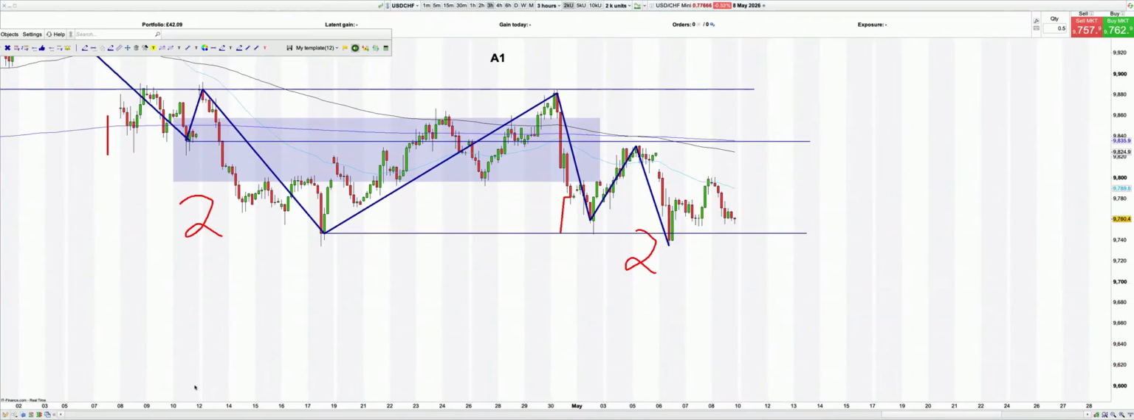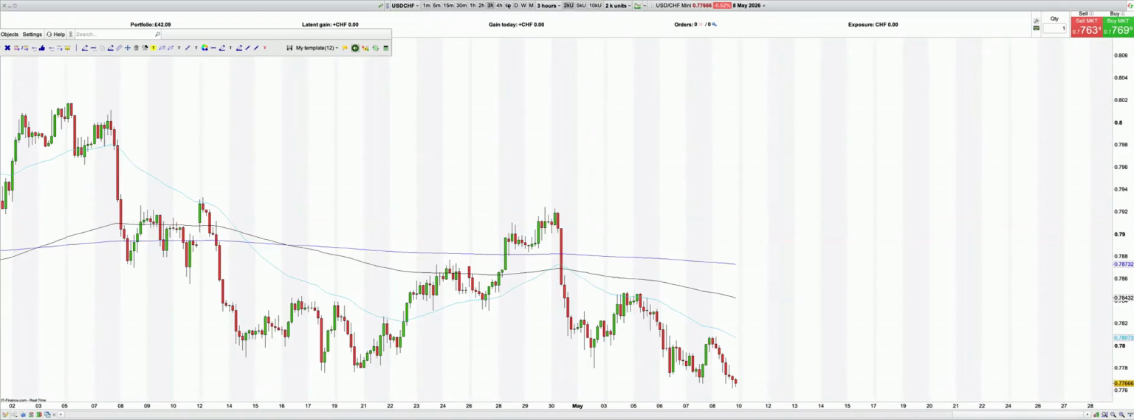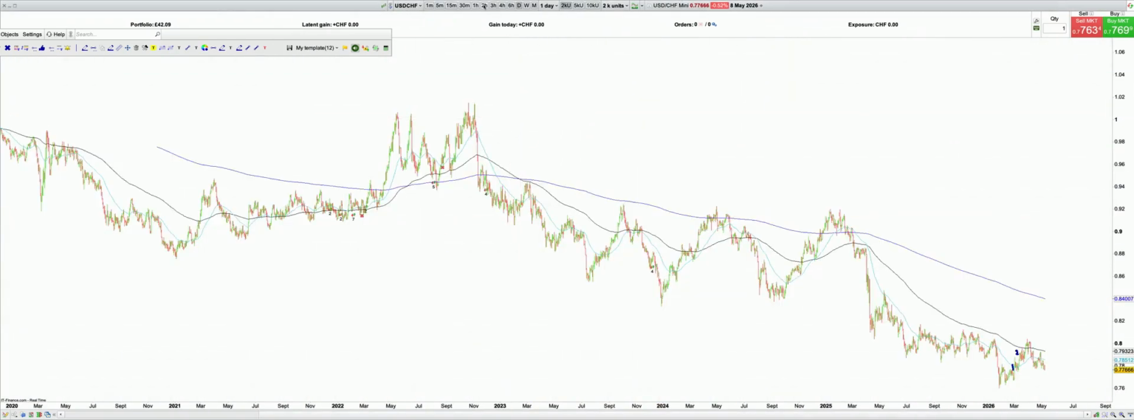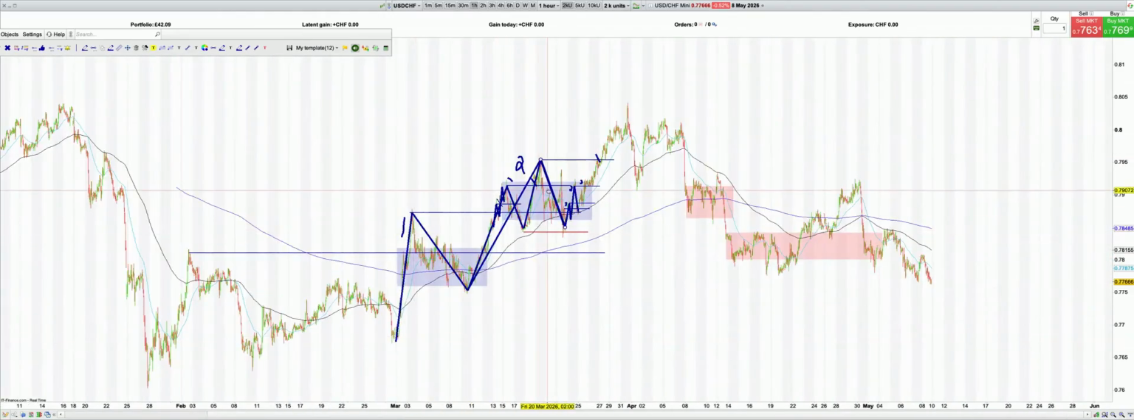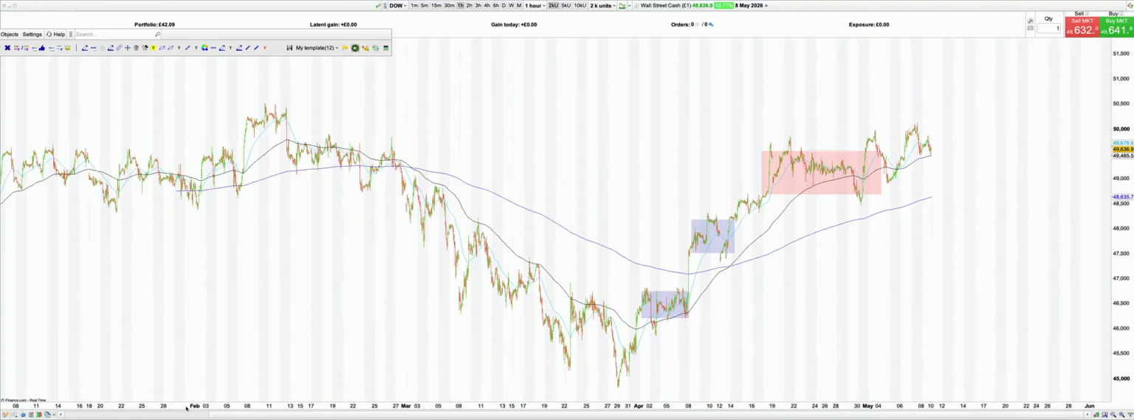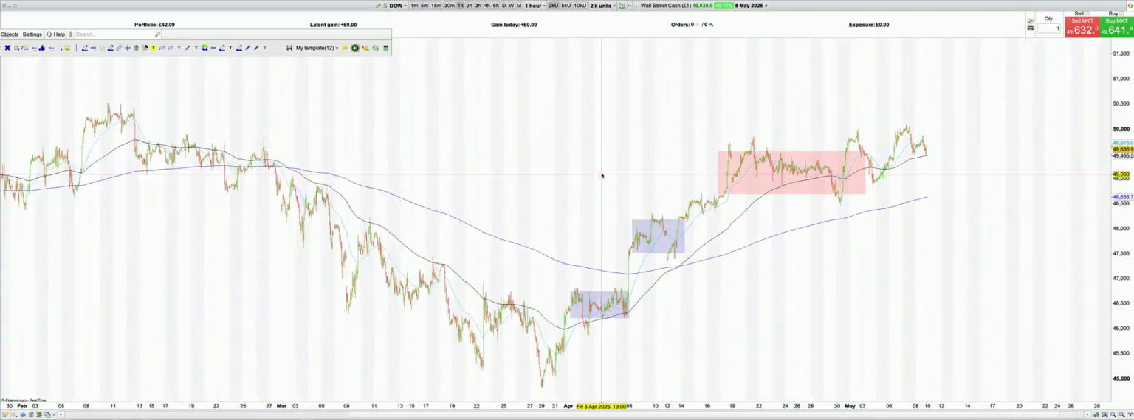Okay, moving on. Same thing on this guy as well. US dollar CHF. This guy's pretty similar. W, 1, 2, peak. 1, 2. Dribbling lower. Looks also extremely interesting. We've got Wall Street here. Now, Wall Street's got the same sort of structure.